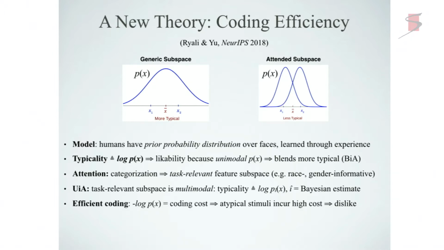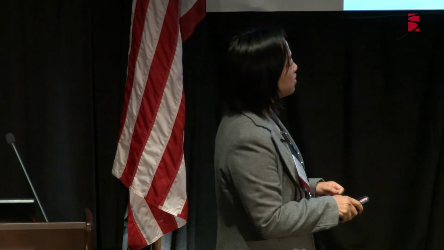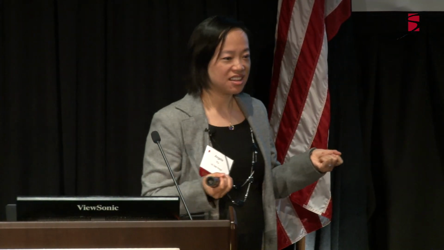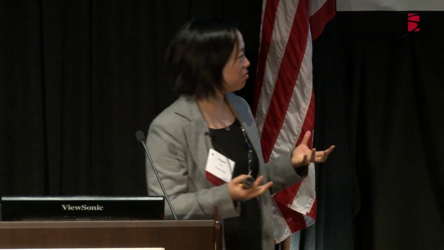And how this relates to efficient coding, and I love this, this whole colloquium has been full of efficient coding, but it also applies to our work here, which is that actually minus log likelihood is just a coding cost if the brain is efficient in coding facial stimuli. And so atypical stimuli should incur higher cost, right? And so maybe that leads to disliking. So that's kind of appealing, but you might want to ask why. Why should higher coding costs make you dislike it more?